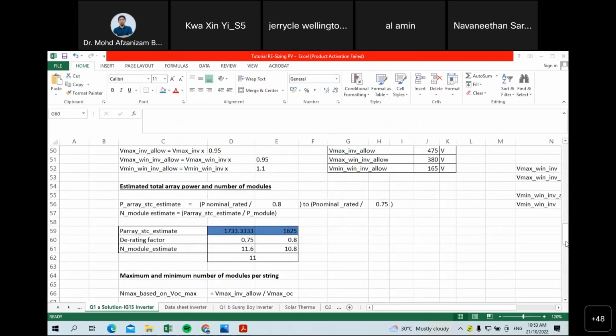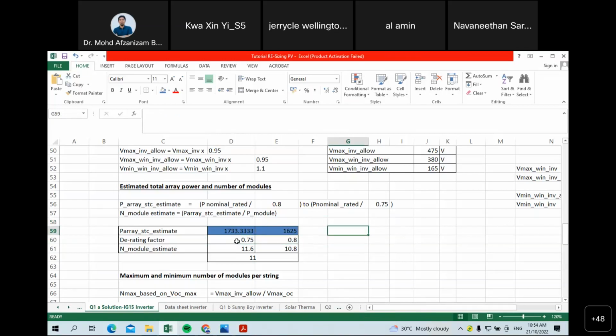Okay, can someone verify this one? Alright, good. One more person to verify. Okay, Afif. Right. Thank you, Afif. And others. Alright, so this is the estimated PV STC estimate. So 1733 and 1625. And then after that, based on the 0.75 and 0.8, that is the rating factor, the derating factor, or losses.